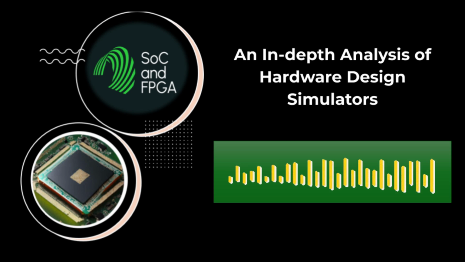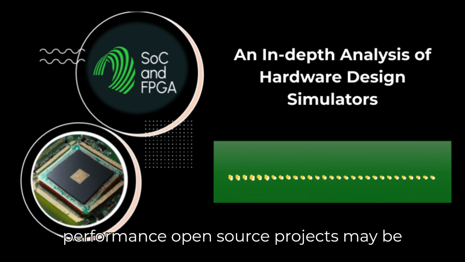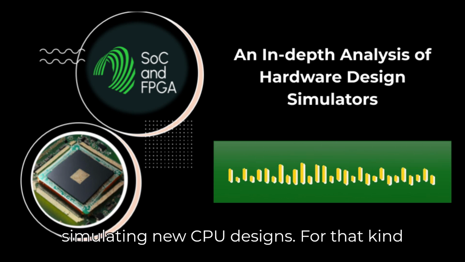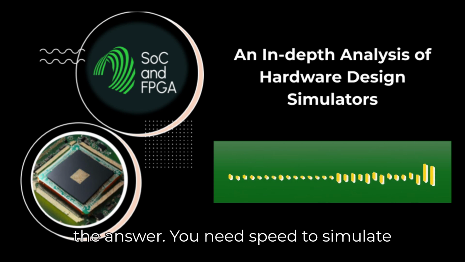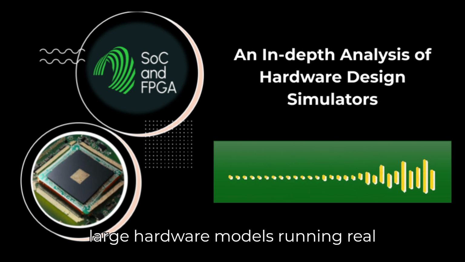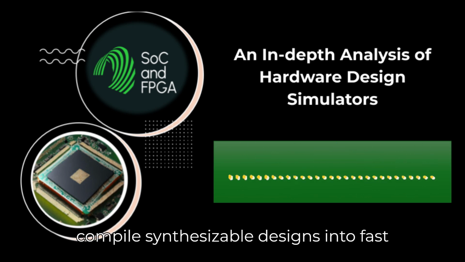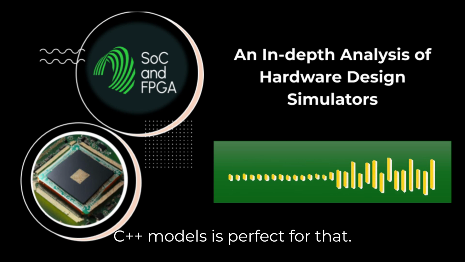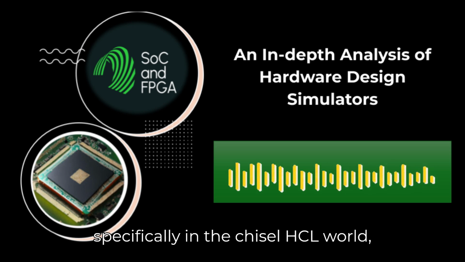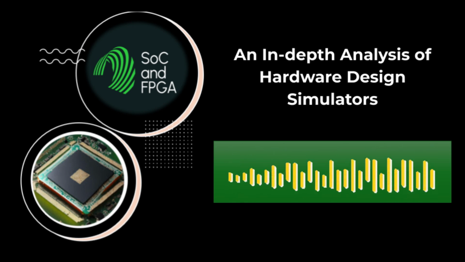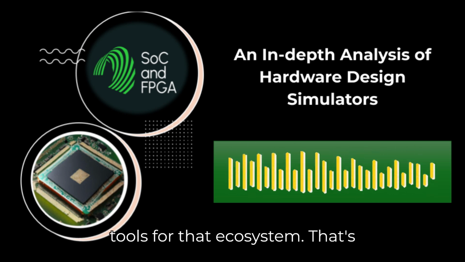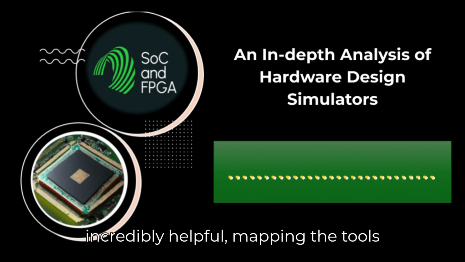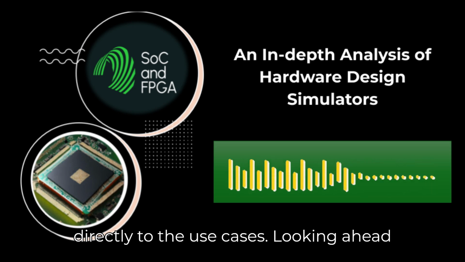Okay, and one last group. Architectural research or high-performance open-source projects, maybe simulating new CPU designs. For that kind of work, Verilator is almost certainly the answer. You need speed to simulate large hardware models running real software, and Verilator's ability to compile synthesizable designs into fast C++ models is perfect for that. And if you happen to be working specifically in the Chisel HCL world, then Essent for performance simulation and Treadle for interactive debugging are the tools for that ecosystem. That's incredibly helpful, mapping the tools directly to the use cases.